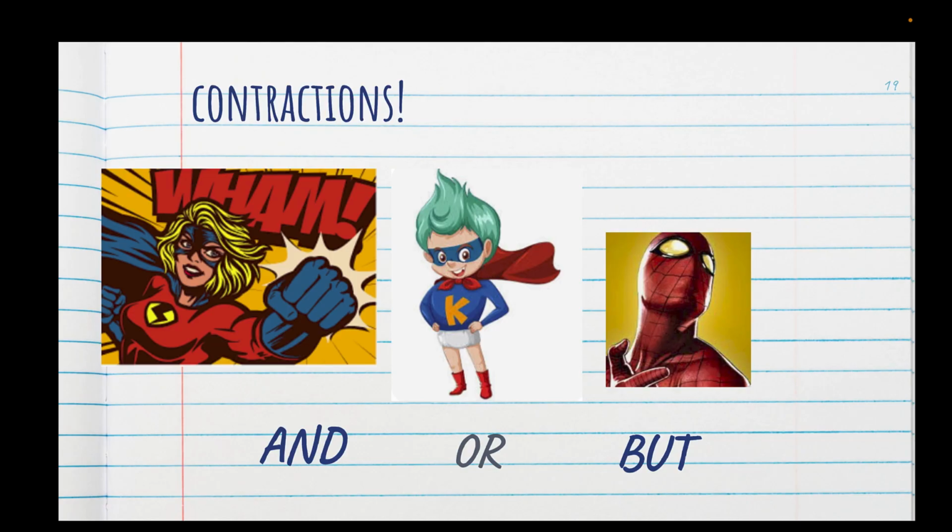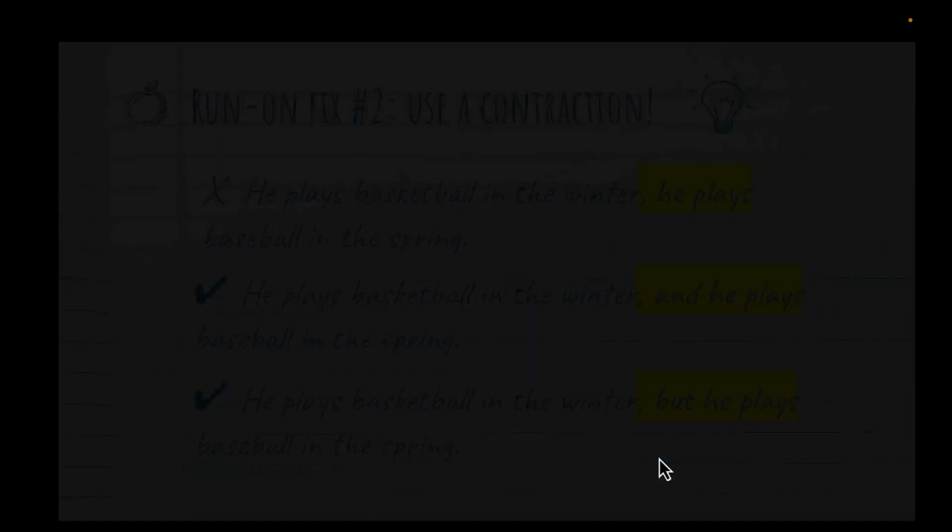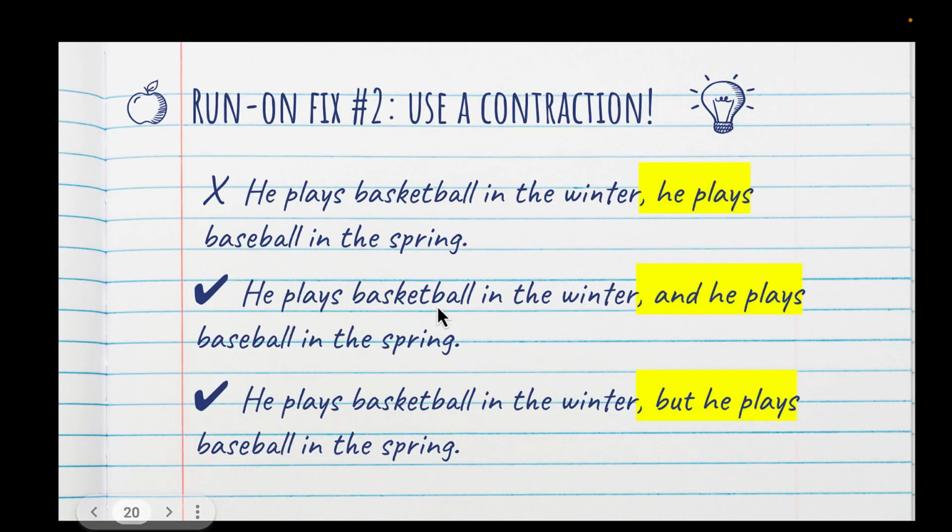Okay. Another way to fix it is to add a conjunction. Conjunctions are those words and, or, but that connect two complete sentences. So we could say, he plays basketball in the winter and he plays baseball in the spring, and we connected it with a comma. Or we could say, he plays basketball in the winter, comma, but he plays baseball in the spring. Okay. Or doesn't really work for the sentence, but that's another option. These are our three conjunctions: and, or, but.